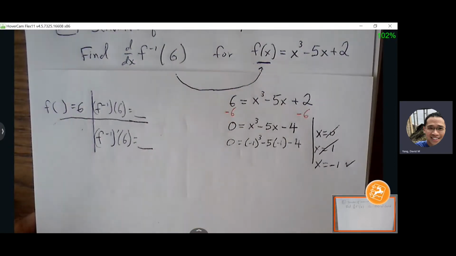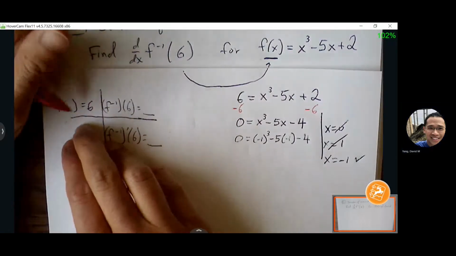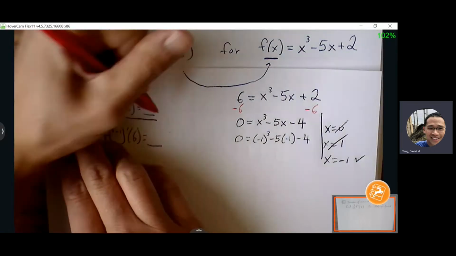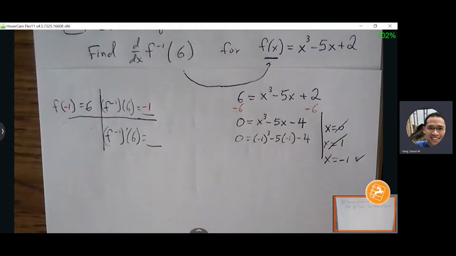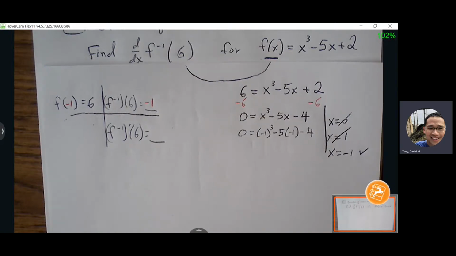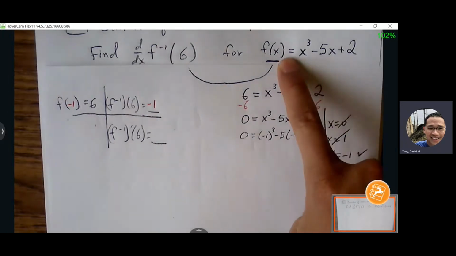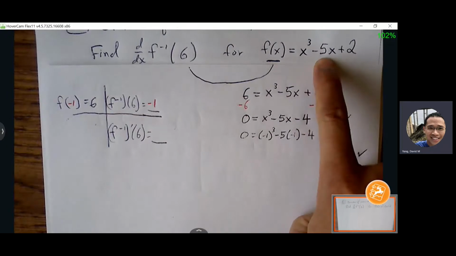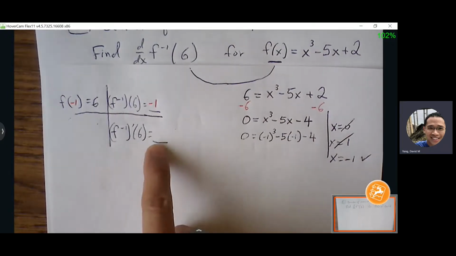Okay, so after a series of guess and checks, we're able to confirm the order pair that fills out that relationship: the inverse function has order pair 6, negative 1, but the original function has order pair negative 1, 6. But now that we have the x value for the function, we can move towards finding the derivative, which will get us the slope, and then we can let that number lead us to our answer.